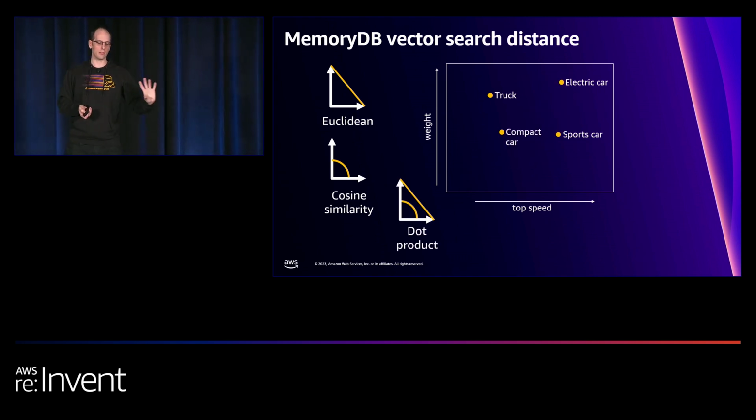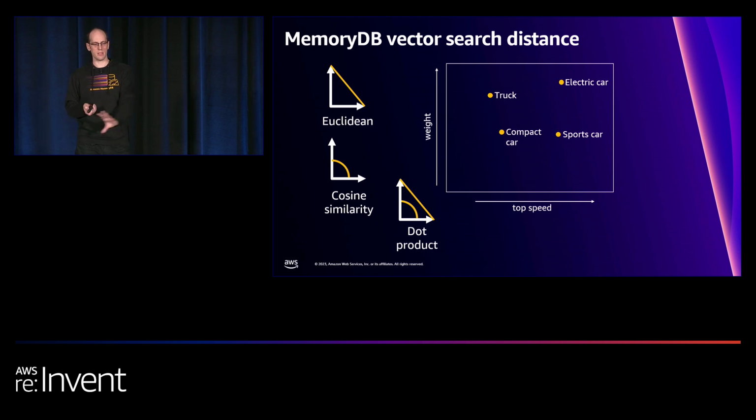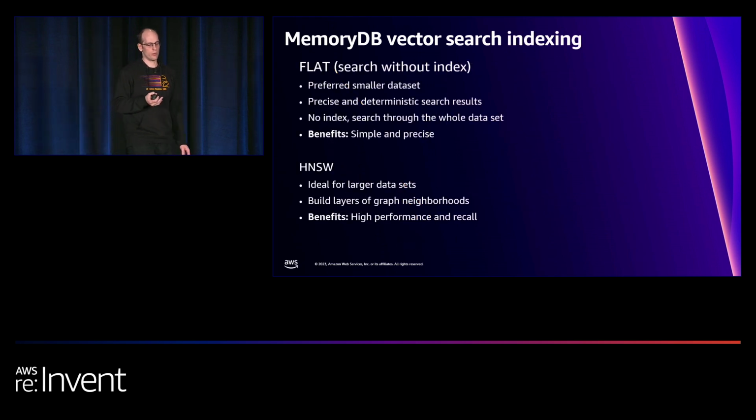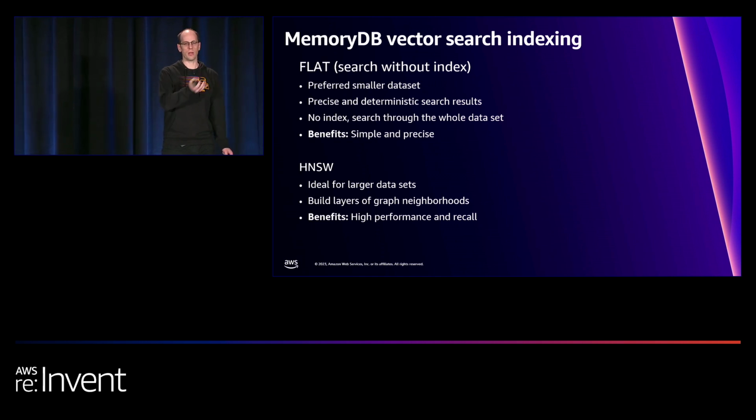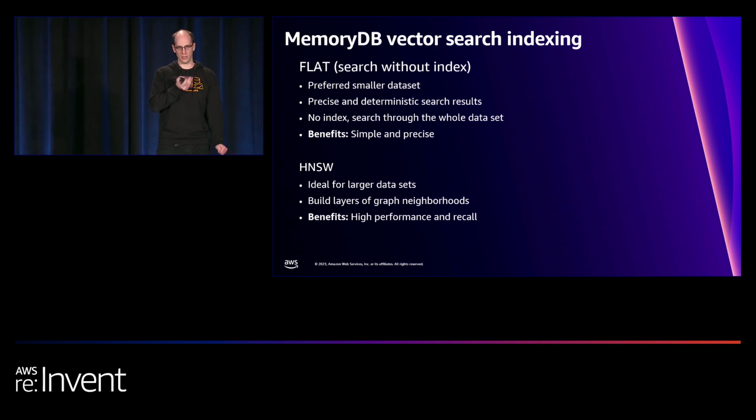So now that we've looked at the distance measures, let's take a look at the kind of indexing that we support in MemoryDB. We support 2 kinds. The flat index allows you to do search by going through all the vectors that are in your index. It's simple, but it's rather expensive because you have to walk through every single vector.